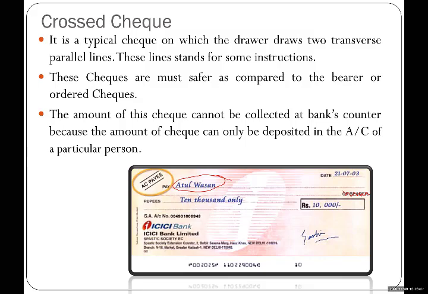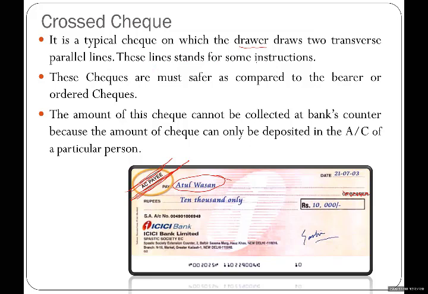Now the third type of a check, that is a cross check. When you put two transverse parallel lines on the face, on the left side of the face, it is called a cross check. It is a typical check. It's a very common check we use in the bank, on which the drawer, the account holder, draws two transverse parallel lines.